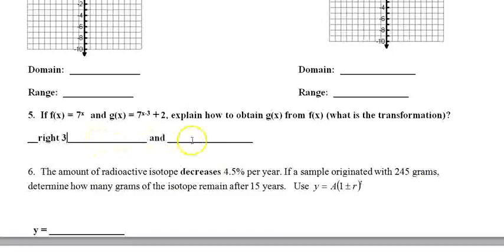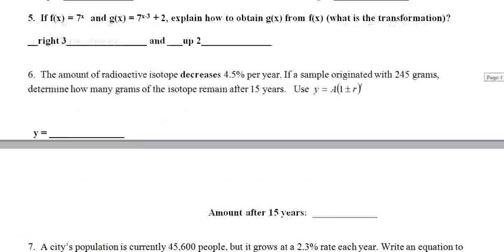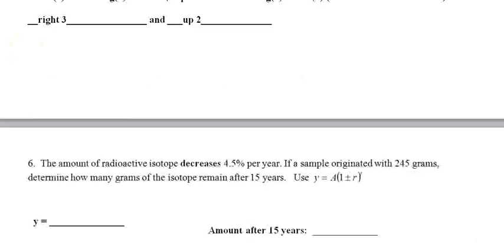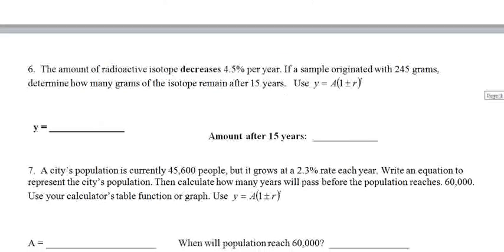Right 3, just like in the one above just before this, it was right 4. And then the +2, since it's not in the parentheses, or not in my exponent, is up 2. That's all I need. That's all we're going to do for that one. 6, I'm going to do a little adjusting here. On yours, it might be on this front page, but on mine, I'll go to the next part.